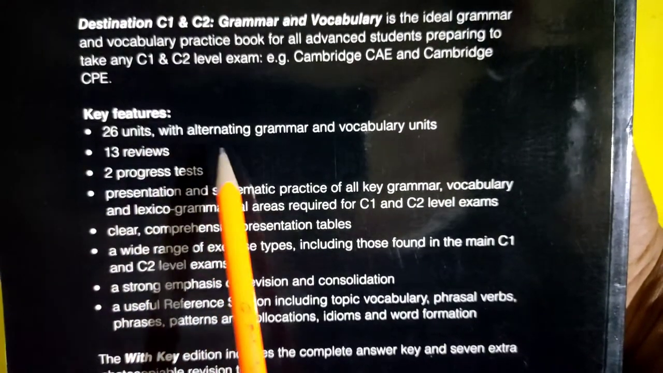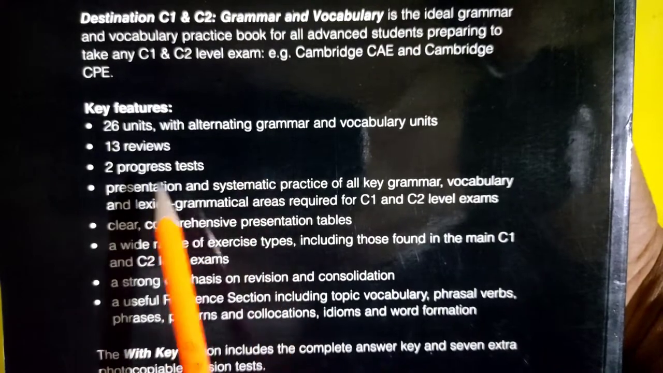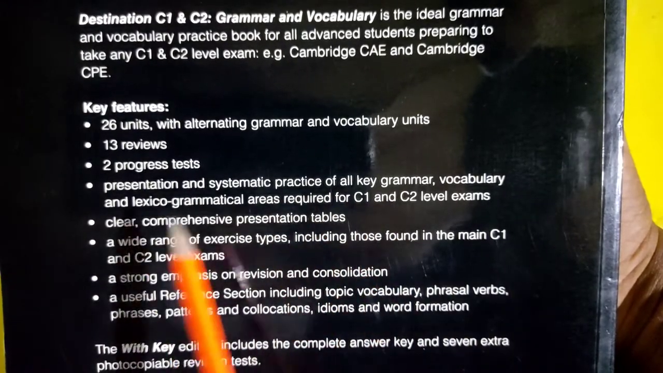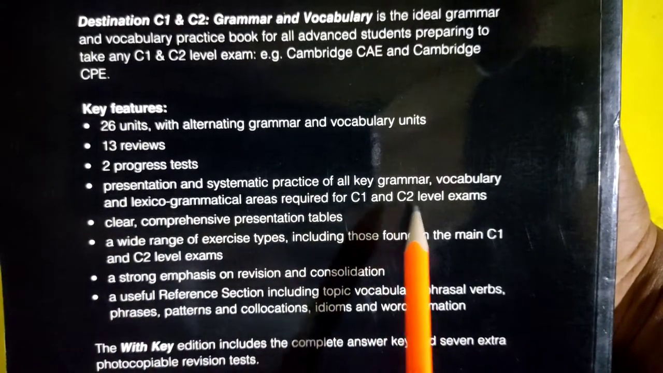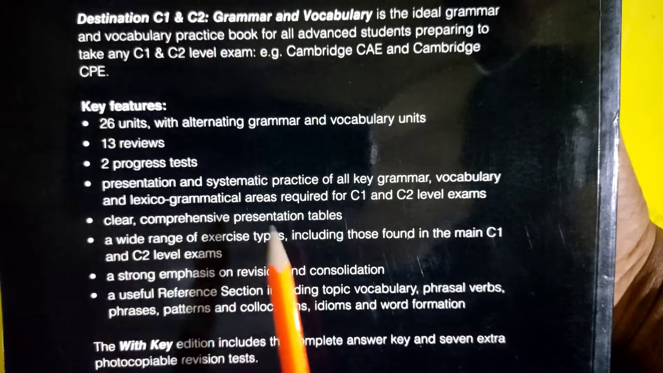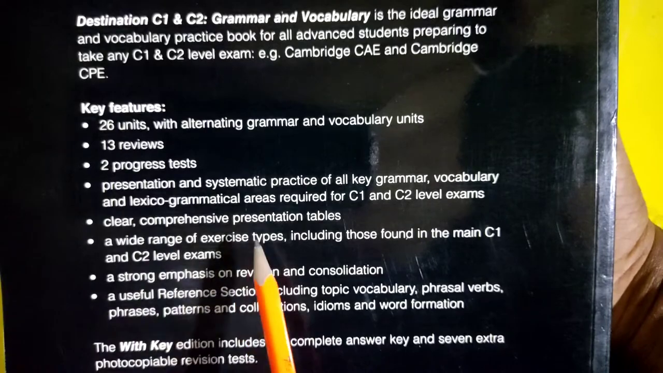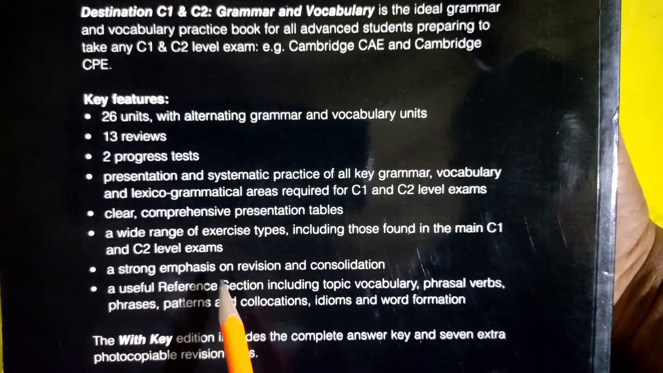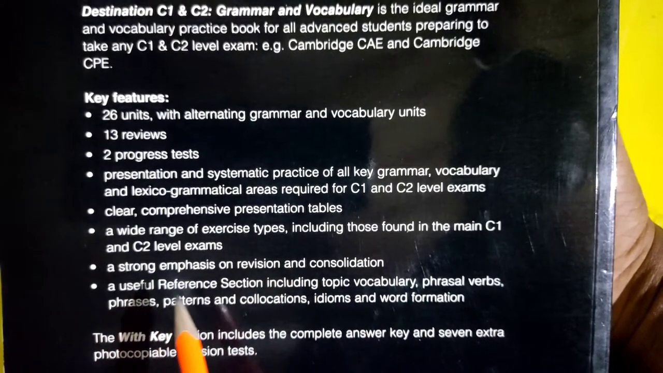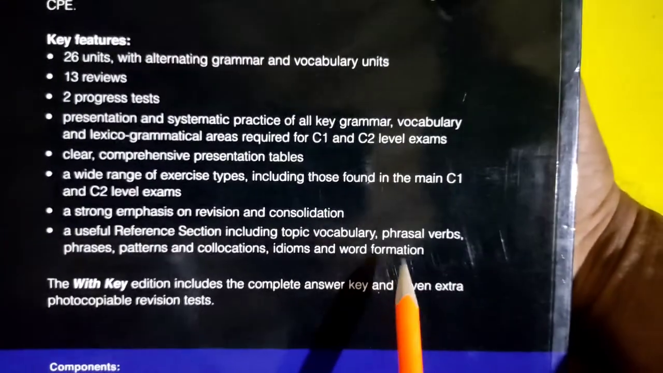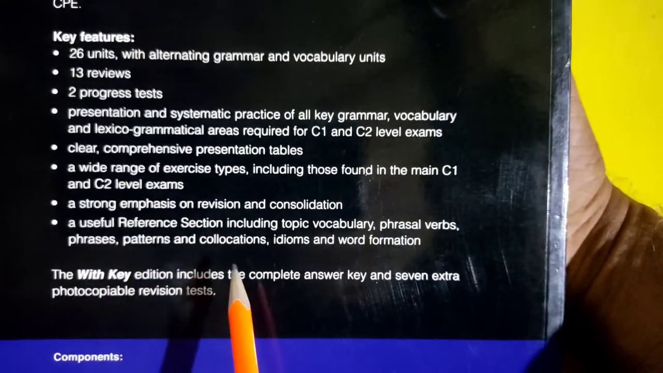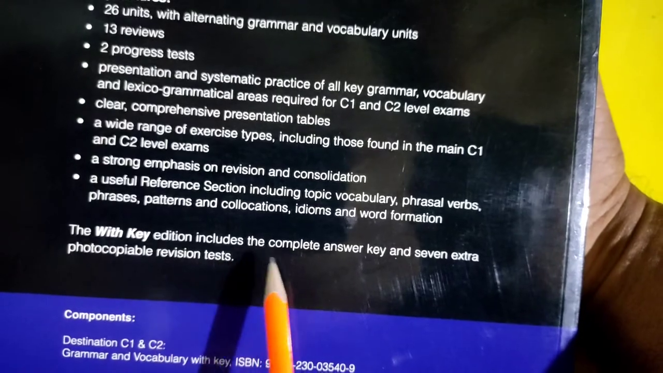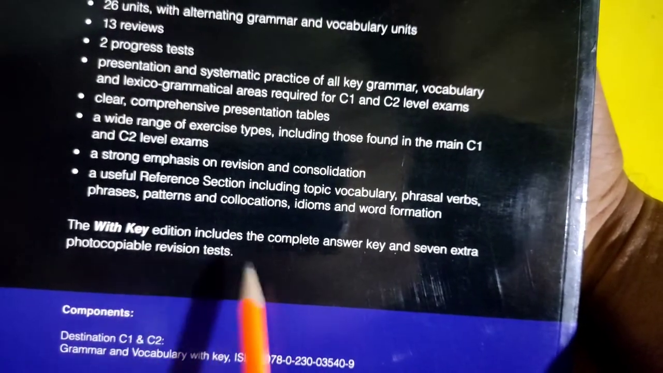26 units with alternating grammar and vocabulary units, 13 reviews, 2 progress tests, presentation and systematic practice of all key grammar, vocabulary and lexicogrammatical areas required for C1 and C2 level exams, clear comprehensive presentation tables, a wide range of exercise types including those found in the main C1 and C2 level exams, a strong emphasis on revision and consolidation, a useful reference section including topic vocabulary, phrasal verbs, phrases, patterns and collocations, idioms and word formation. The with key edition includes the complete answer key and 7 extra photocopiable revision tests.